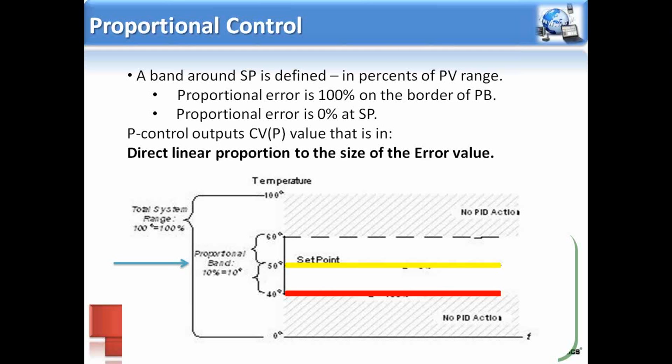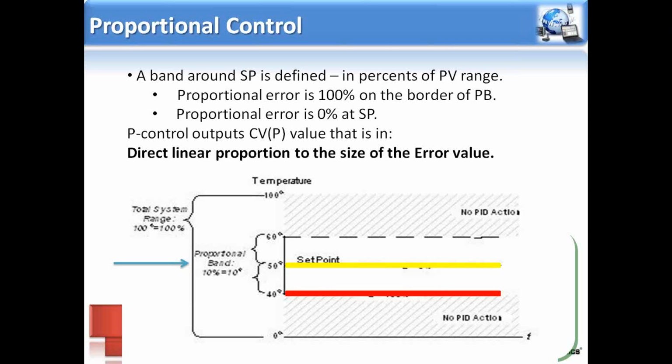If the process value is outside of the proportional band, then the output will be 100%, and there will be no PID action, meaning the PID will not calculate. We are not close enough to the set point for the PID to work, so the output is 100% until we reach the proportional band.